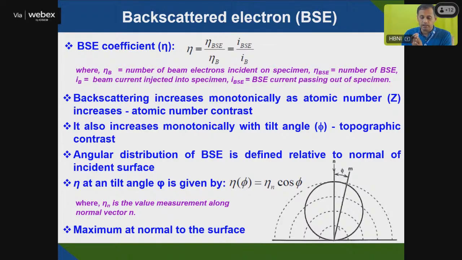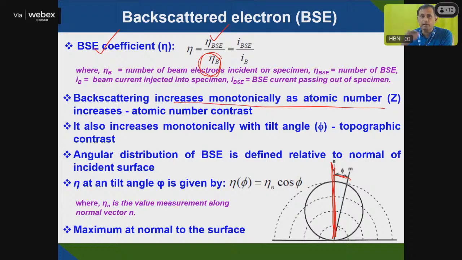So if you see the backscatter electron, the coefficient of the backscatter electron will depend upon the total current passed through the material and how much backscattered electron is coming out. That will be the coefficient. It depends on the angle: if it's perpendicular, 90 degrees, the backscatter will be much higher. So it depends upon this phi value, that is the tilt angle, up to what angle the incident beam is coming. Depending upon that, you will see how much backscatter coefficient you can generate, and this is a monotonic increase.